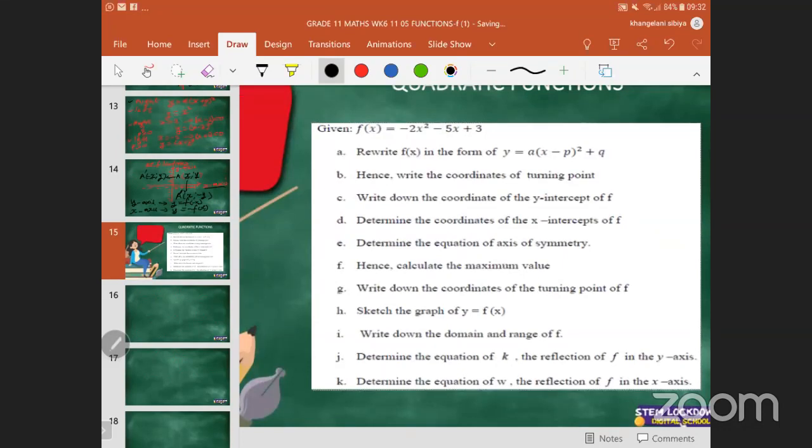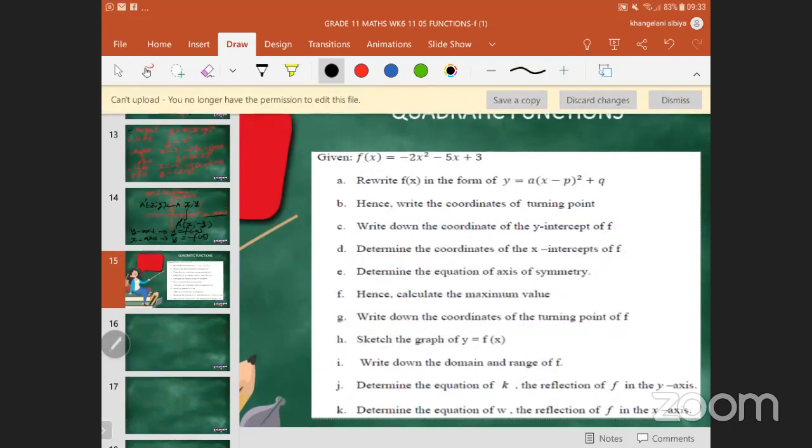The question says, given f of x, right? Our f of x is given by minus 2x squared minus 5x plus 3. What is our first question? Our first question here, right? Our first question says rewrite f of x in a form of, right? In a form of what? A into x minus p all squared plus q.